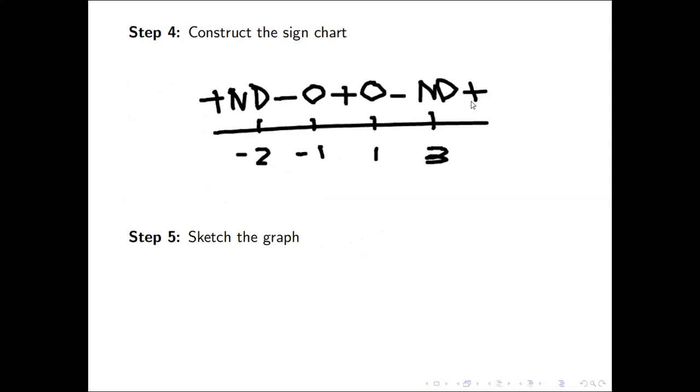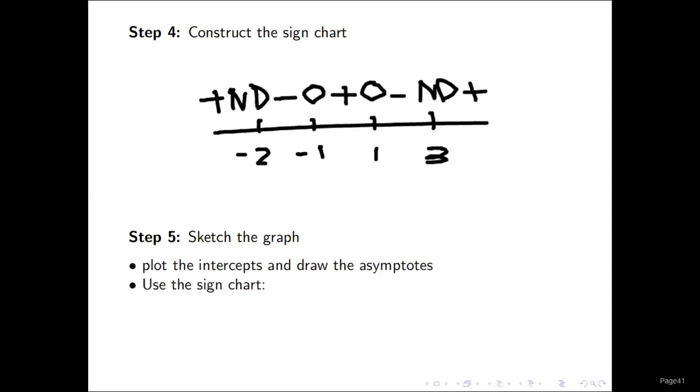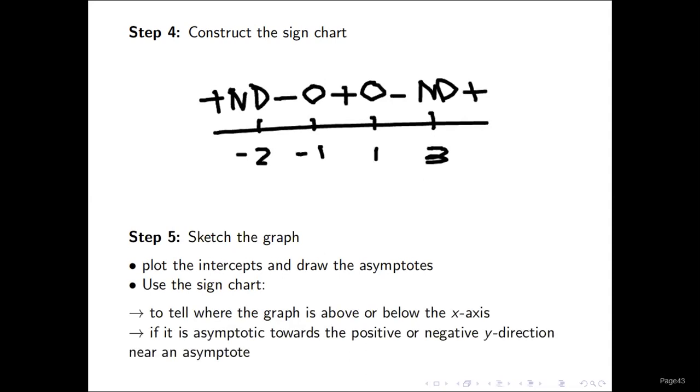And with the sign chart, together with the asymptotes and the intercepts, we are ready to sketch the graph of the function. So plot the intercepts, draw the asymptotes, use the sign chart. Those are just the things you have to do in order to sketch the graph. So as I have discussed yesterday, the sign chart tells us where the graph is above or where it is below the x-axis.